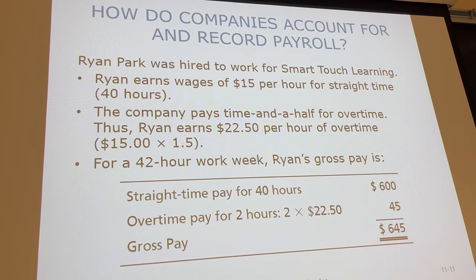So 40 hours times $15 would be $600 for his straight time pay. And then for overtime, it would be 2 hours at a rate of $22.50, 150% of his regular pay rate. And so that's $45. So adding those 2 figures together, his total gross pay for that particular week would be $645.